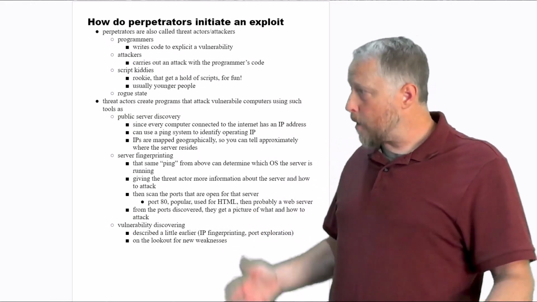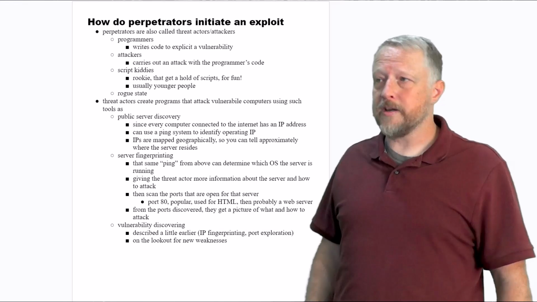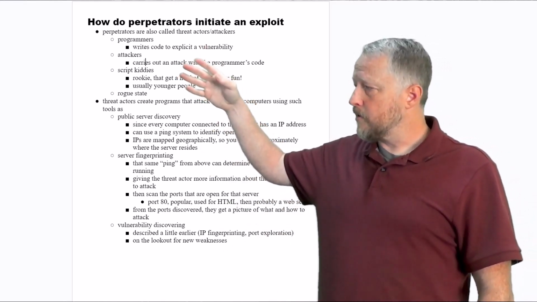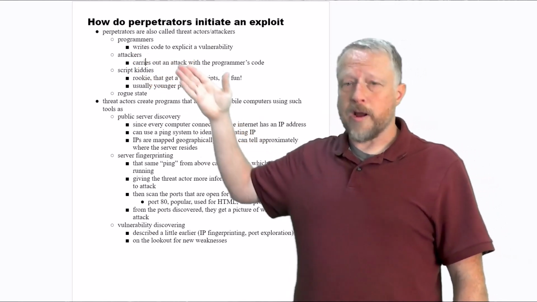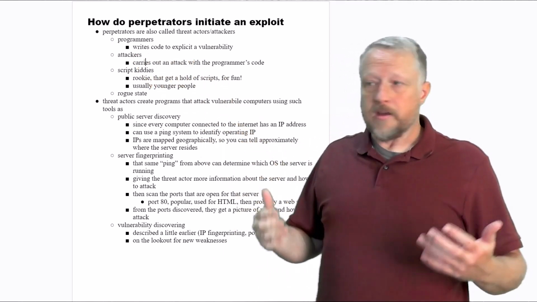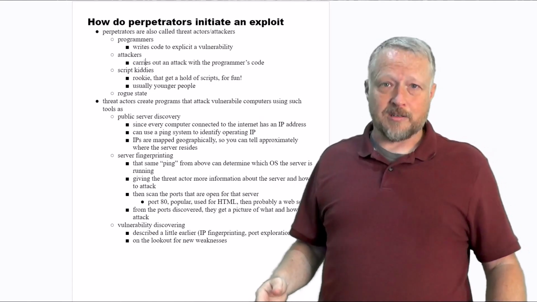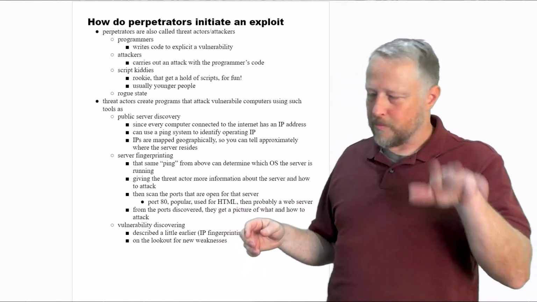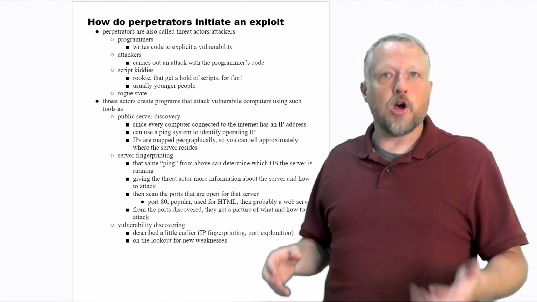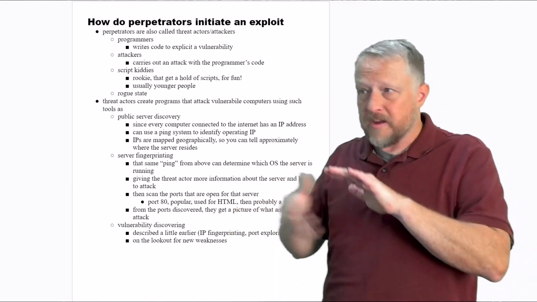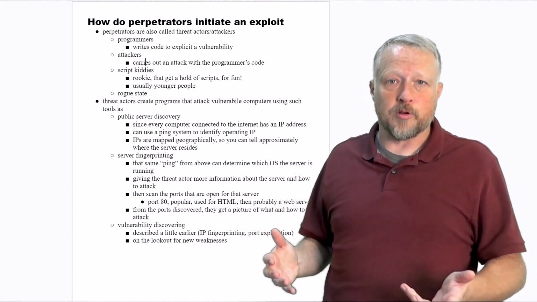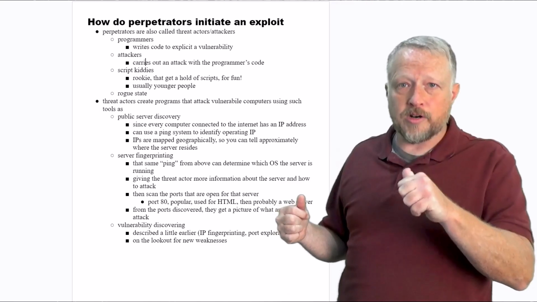So how do perpetrators initiate an exploit? Well, there's a couple of categories here, but some of them are intermixed. First, programmers, like me. We're going to automate the process because we're lazy. Inside computer programming, we're going to write code that exploits a vulnerability, because code, frankly, automates the process of trying to find that vulnerability. So you need us in order to do that.